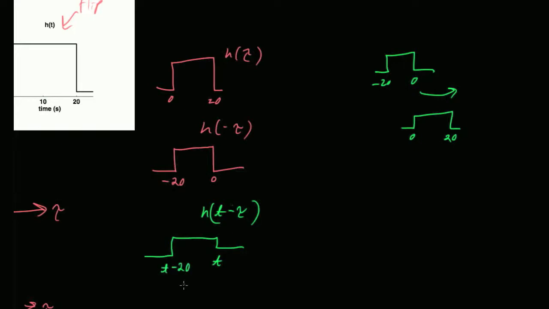That would be 20. And what happens to this unit? What happens to this? I add t to it. Which makes sense, right? This point always has to be 20 units behind this point.